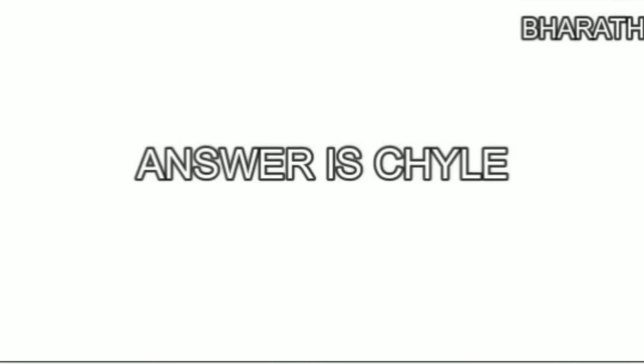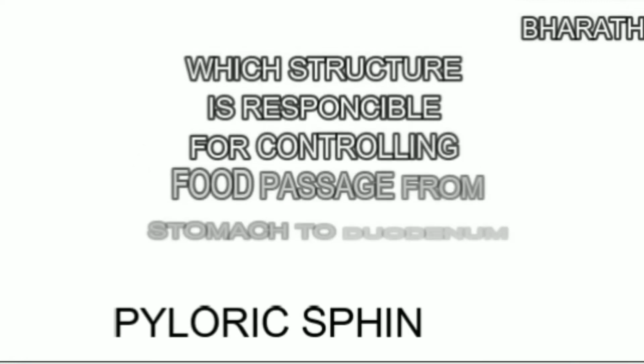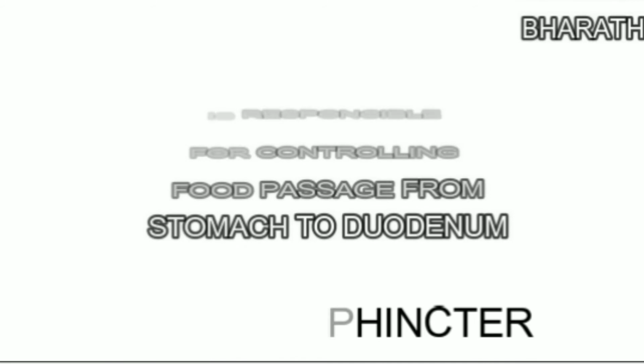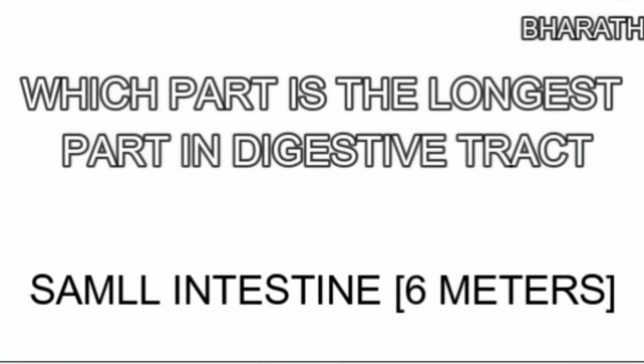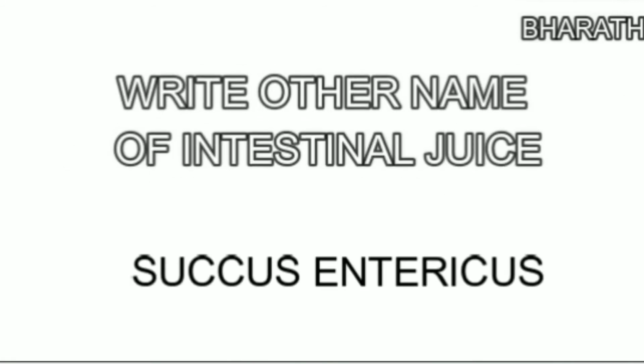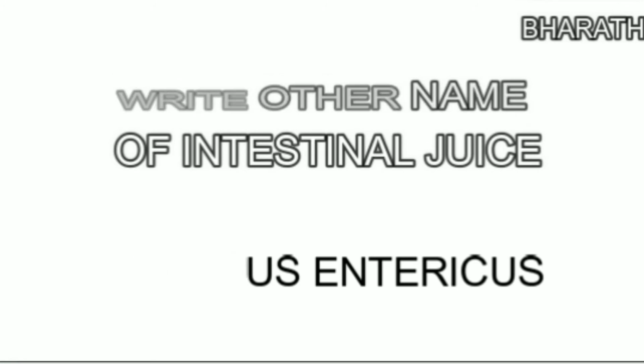When food enters the mouth, it is called bolus. When bolus enters the stomach, it is called chyme. When chyme enters the small intestine, what do we call it? Chyle. Which structure is responsible for controlling food passage from stomach to duodenum? Pyloric sphincter. Which part is the longest in the digestive tract? Small intestine. It is up to 6 meters long. Write another name for intestinal juice. Succus entericus.